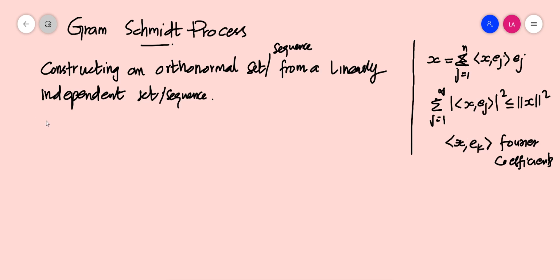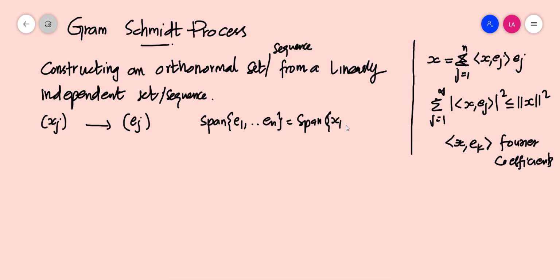We are given a set or a sequence xj, and we are constructing an orthonormal sequence ej, and it should also satisfy span of e1, e2, up to en equal to span of x1, x2, up to xn. This is our objective.